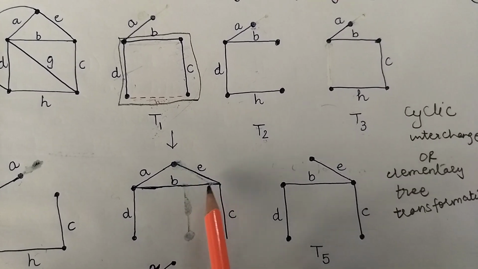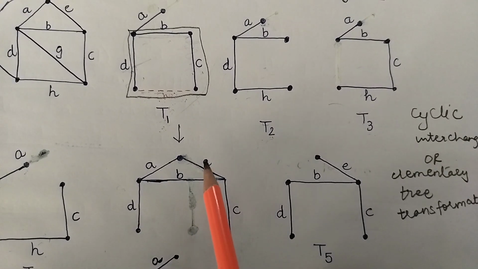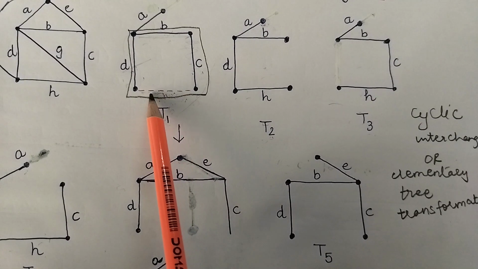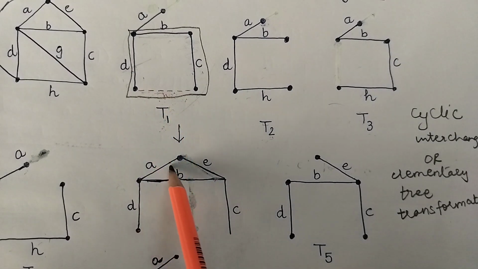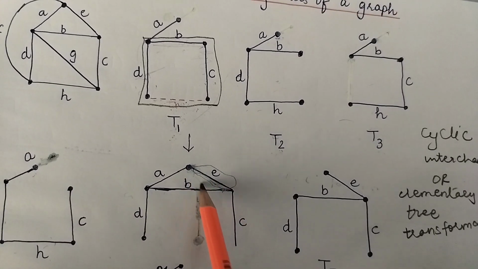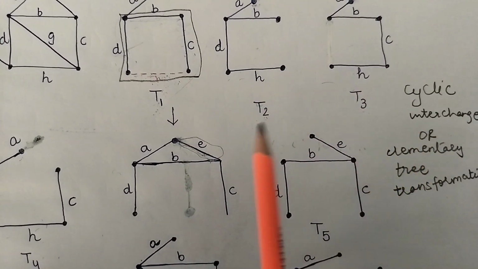We added chord E, and this is the spanning tree that we obtained after adding chord E to the spanning tree T1. Earlier we had added the chord H, this time we are adding chord E, right? This is the chord we are talking about. E is a chord here.